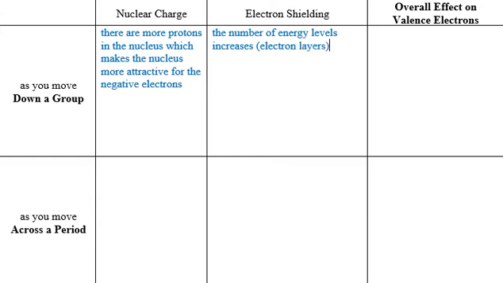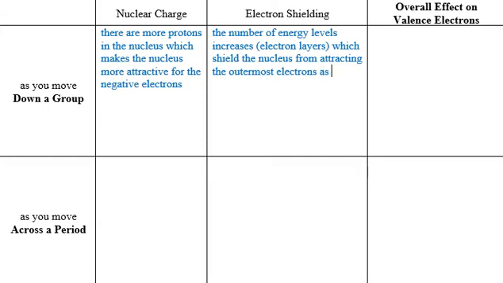The number of energy levels, or electron layers, increases, which shield the nucleus from attracting the outermost electrons as strongly.